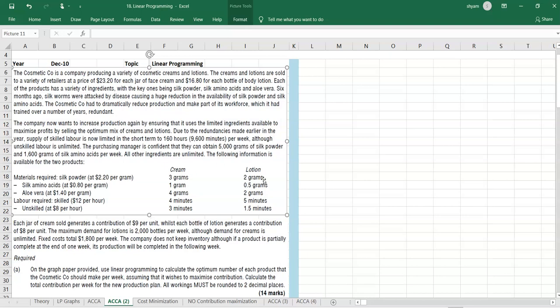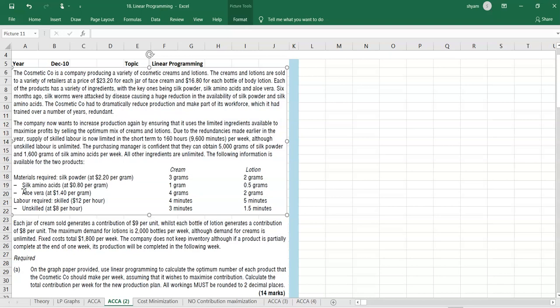This should be in grams and this should also be in grams. If it's given differently, like grams and kilograms, you have to convert and make them equal. If it's grams and this is kilograms, you have to convert the kilograms into grams. Then only you will get the answer. So be very careful in that part also.